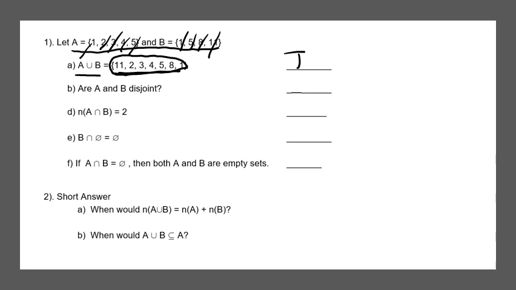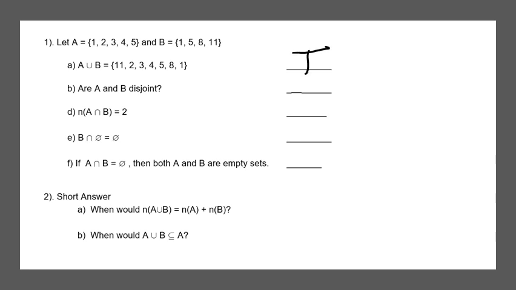Are A and B disjoint? Well, disjoint means that they have nothing in common. Well, I'm going to clear this off here. So again, that one's true. A and B are disjoint? Well, they have a 1 in common. It's over with. False. Disjoint means they have nothing in common.